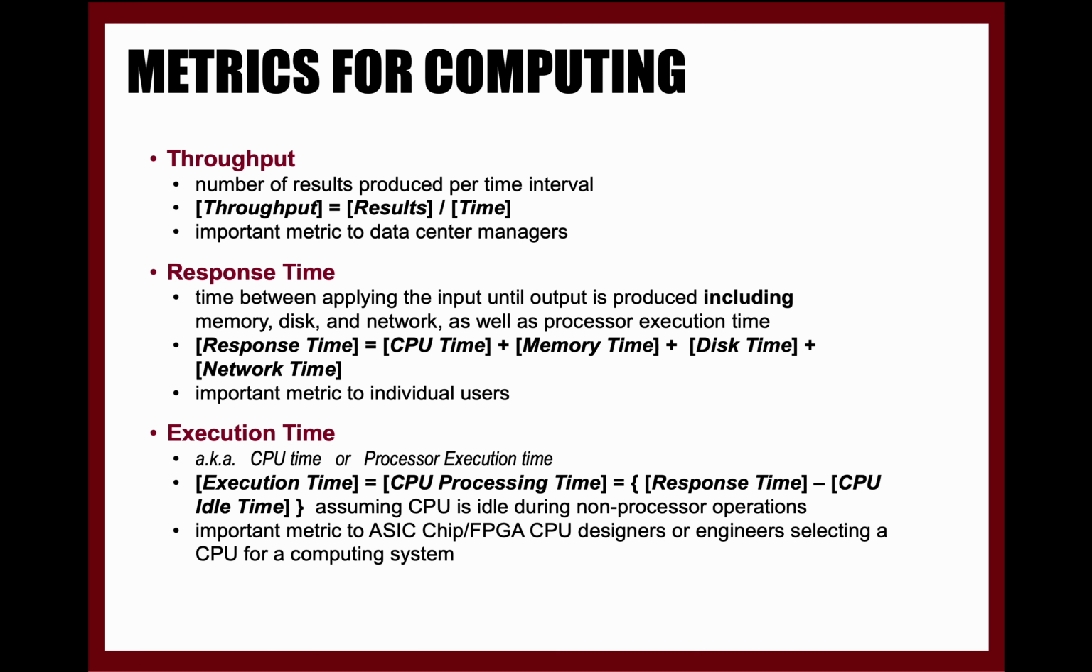Execution time, also known as CPU time or processor execution time. It provides a measure of the actual time the CPU spends processing tasks. The execution time can be derived from the response time minus the idle time, represented as execution time equals response time minus CPU idle time. The assumption here is that the CPU is idle during the non-processor operations. The metric is particularly important to ASIC chip designers or engineers when choosing the right CPU for the computing system.